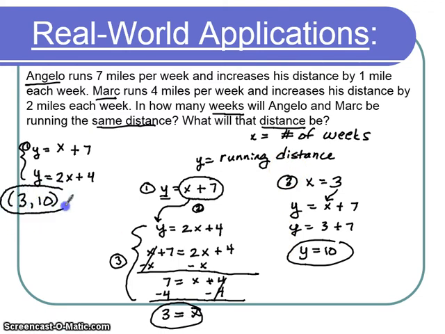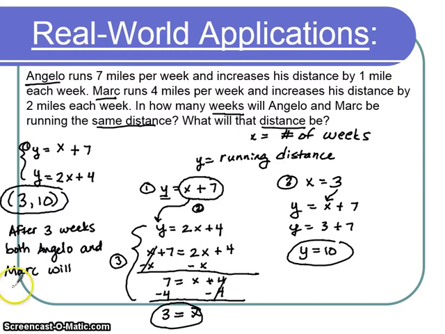Now remember what this means. 3 weeks, 10 is the running distance, and we know that their running distance is in miles. We also know that this system represented their same distance. So after 3 weeks, both Angelo and Mark will run 10 miles.